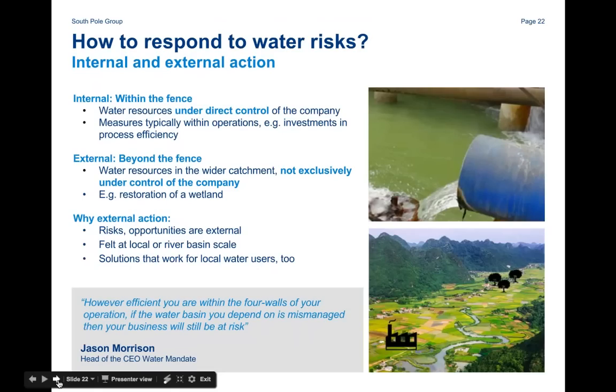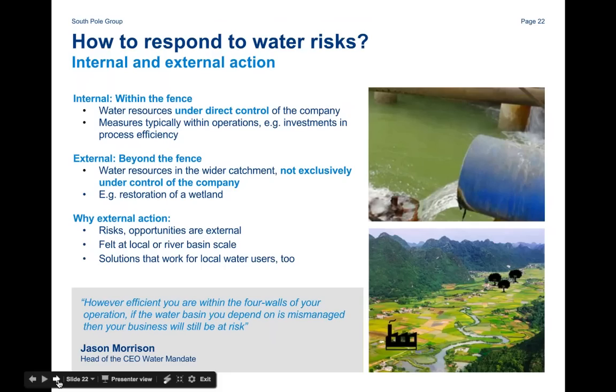And moving to the next slide, how can companies address these risks? So we analyzed these 100 companies and the 300 incidents that they reported, and we divided them into a scheme that differentiates between internal and external action. Internal action addresses water resources that are typically under the direct control of the company, and the actions address water intensity, they set up emergency plans, they reduce the pollution, so typically within their own operations these actions are taken. While external action addresses water resources that are not under the exclusive control of these companies, but where they start to engage with other uses in the catchment. One example would be a restoration of a wetland upstream or downstream.